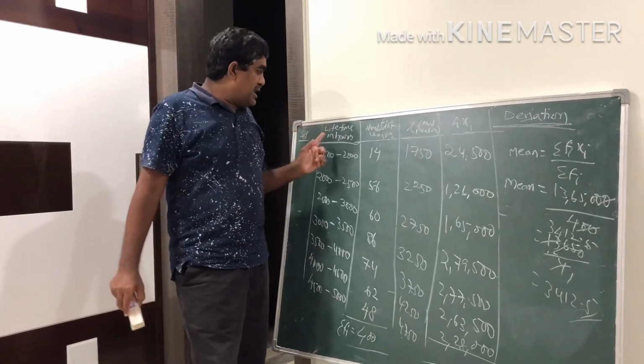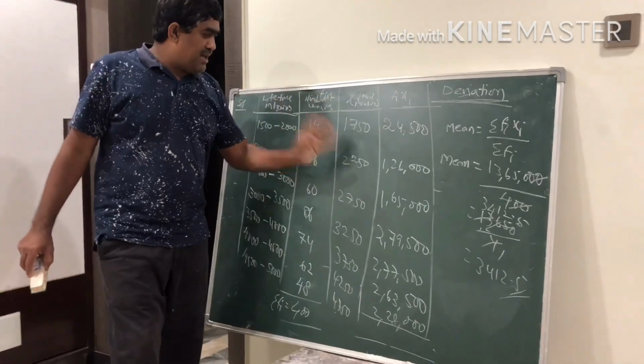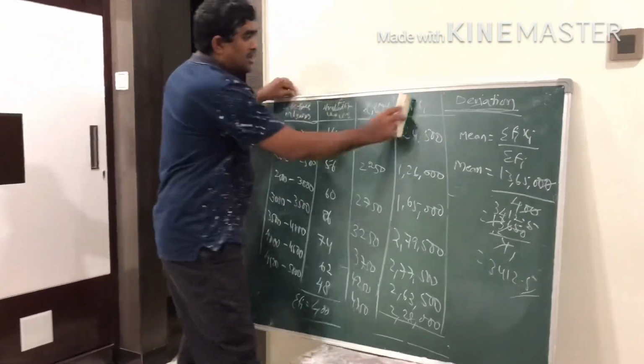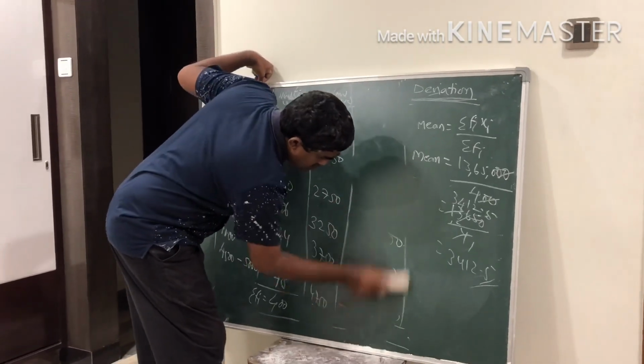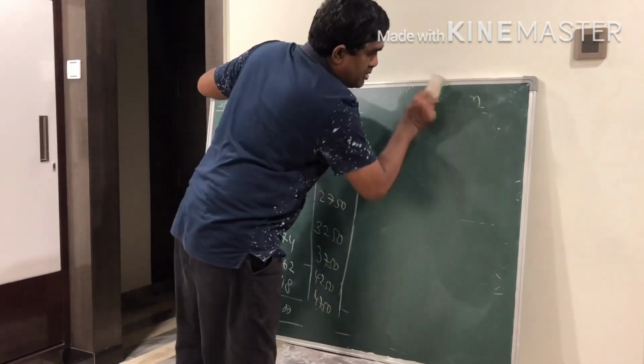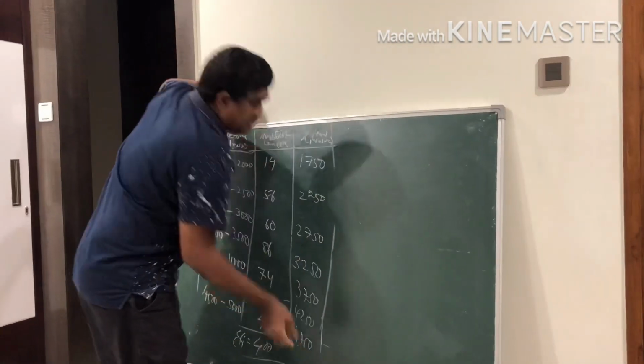Here the class interval is given, same problem. Fi is given, xi same. Mean up to here is the same. Later, in the deviation method, you won't do fi xi. Why? Because in the deviation method, the formula will be changed.